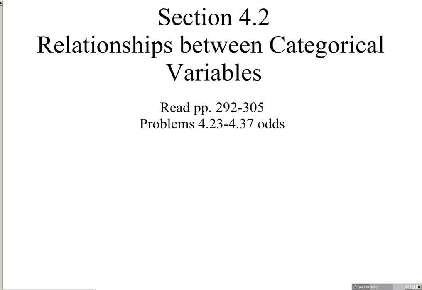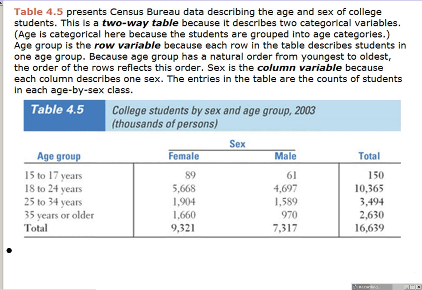Section 4.2, relationships between categorical variables. Table 4.5 presents Census Bureau data describing the age and sex of college students. This is a two-way table because it describes two categorical variables.